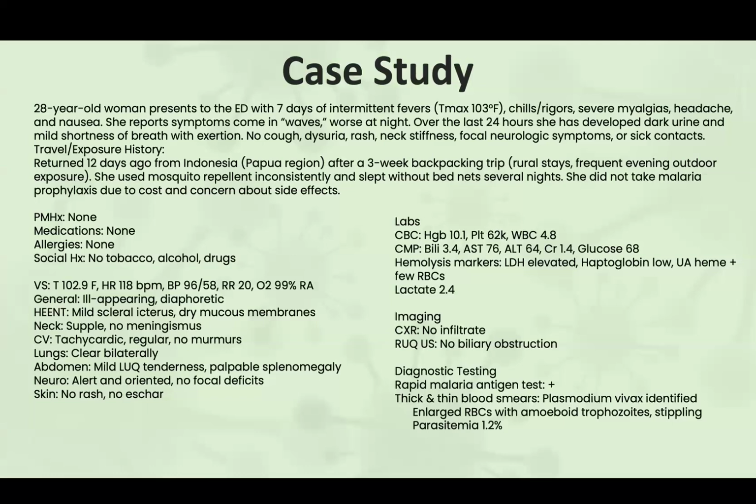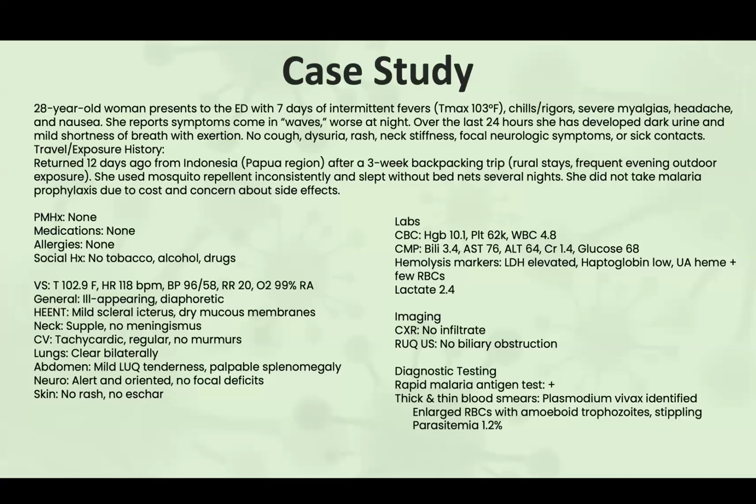Now here is where the good information comes. The diagnostic testing: rapid malaria antigen test is positive, and thick and thin blood smears show Plasmodium vivax, identified with enlarged RBCs with amoeboid trophozoites and stippling, parasitemia of 1.2%. So this case demonstrates a typical patient who has uncomplicated Plasmodium vivax malaria with hemolysis, anemia, and thrombocytopenia.